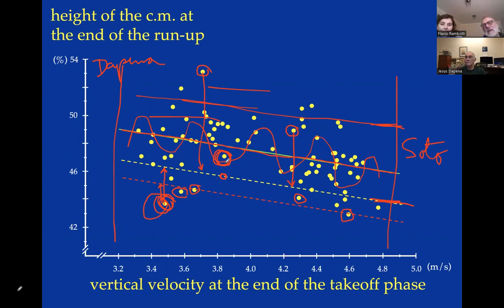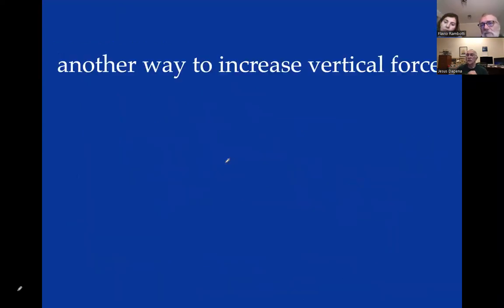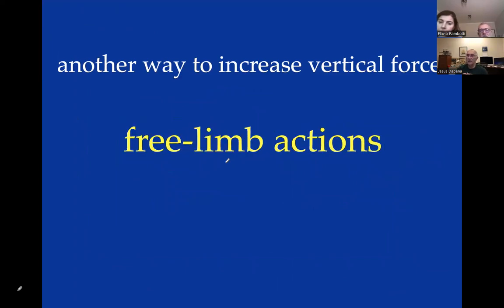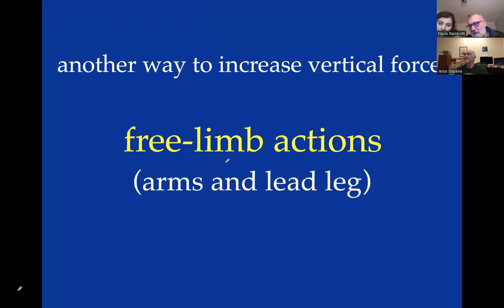Your hands explain better than our words the situation, Professor. Okay, so we saw that fast run-up helps you to make a bigger force. Being low helps you to make that force over a longer time. But there's another way to increase the vertical force, and this is through the use of your free limb actions. Free limbs are the two arms and the lead leg. Okay, so let's see what that looks like.